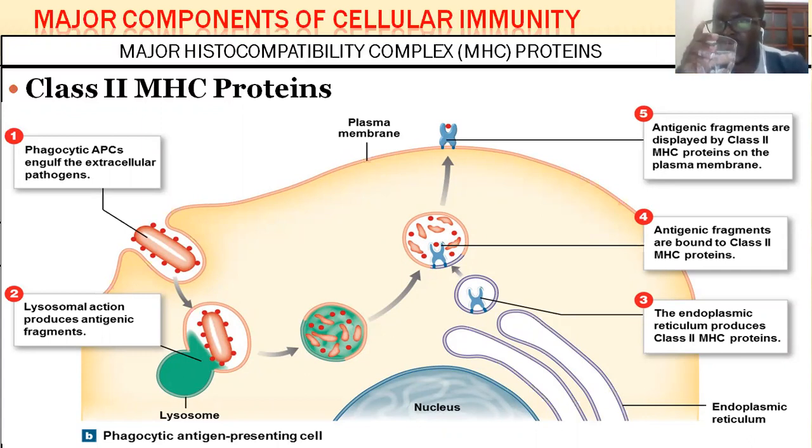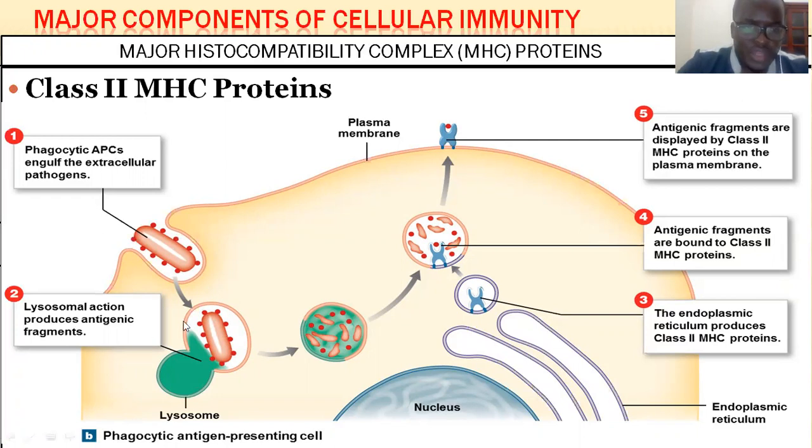So let's just look at this diagram, just a bit of it in general. So you have class 1, class 2 major histocompatibility proteins. This is an antigen presenting cell. It could be a macrophage, natural killer cells, or B cells. I mean B cells, not plasma cells. So you have this macrophage or antigen presenting cells that are internalizing the bacteria. So there's phagocytic antigen presenting cells that is going to engulf the extracellular pathogen. So it will be internalized, and this vesicle containing the pathogen is going to fuse with a lysosome, just the normal cellular process.